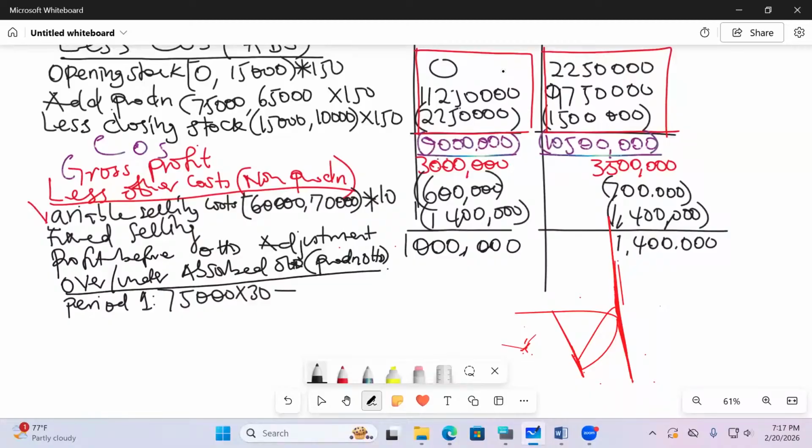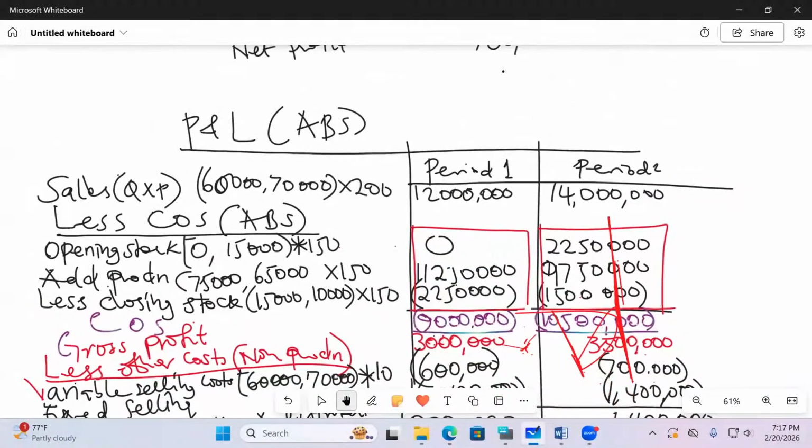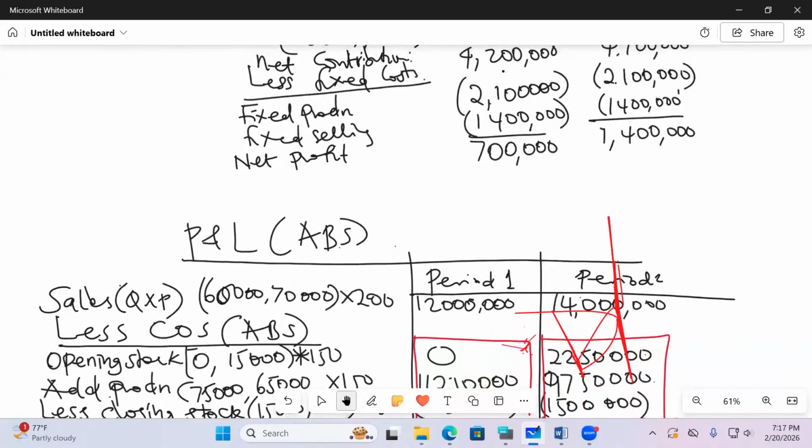Because even to get this really is quite an easy thing. To get this, ladies and gentlemen, if I come here, I'll be able to see the actual in the marginal costing statement, you can see the fixed production overhead. This is the actual or the expected. So 2.1, yes, you're right. So in this case here, we have 2.1.